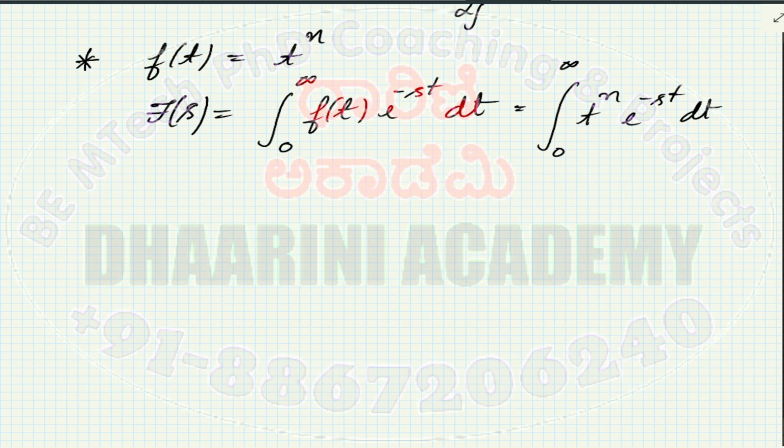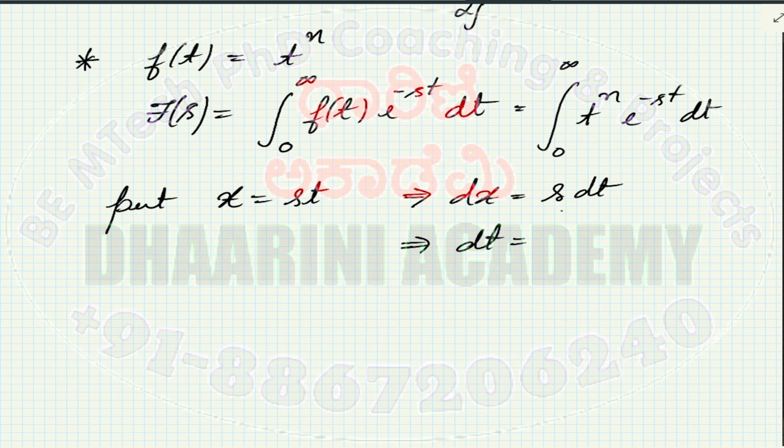So in order to substitute for t, let's make a simplification. So put x is equal to s times t. Wherever I see st in my equation, I'm going to put this. Okay, so dx is equal to s times dt. This implies there is a dx which I need to substitute. Dx is equal to s times dt, so that implies I have a dt over there. Dt is equal to dx divided by s.